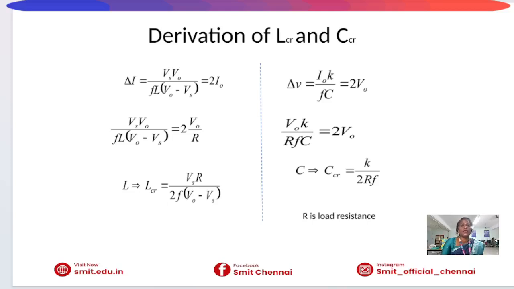This slide derives the expression for critical inductance and critical capacitance. The derivation is based on maintaining continuous current and limiting voltage ripple. The critical inductance is obtained by equating the ripple current to twice the load current. Similarly, the critical capacitance is obtained from the allowable ripple voltage. The design equations are LCR equals Vs into R by 2F into V0 minus Vs, and CCR equals K divided by 2 into F R. These equations help engineers select proper component values during converter design.